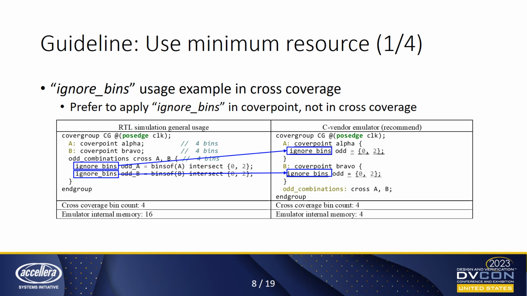In both cases, in the table, the number of bins in the cross coverage is, say, 4 bins. However, each case needs different internal memory space. The left side case needs internal memory to store 16 bins, including ignore bins. On the other hand, the right side case needs only 4 bins of memory space. In the next slide, I will explain how this coding guideline reduces memory usage.